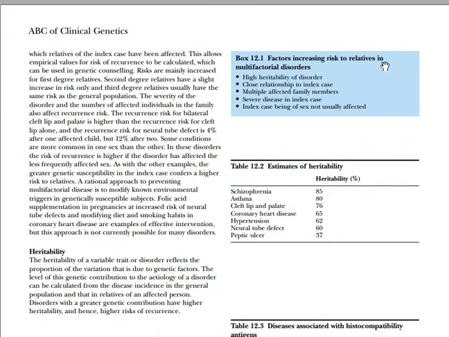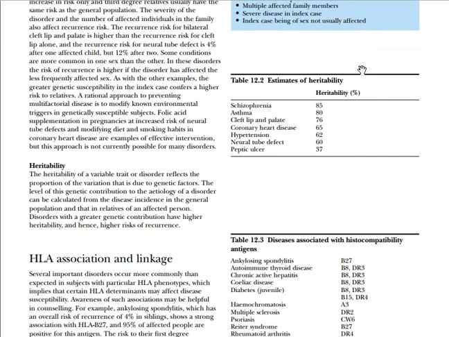So what are the factors increasing the relative risk of multifactorial disorders? One, high heritability of the disorder, because we said that it consists of both genetic and environmental patterns. Two, we have a close relationship to the index case. Three, we have multiple affected family members, so it increases the risk of multifactorial disorders. Four, you have severe disease in the index case, and then you have the index case being of a sex not usually affected.